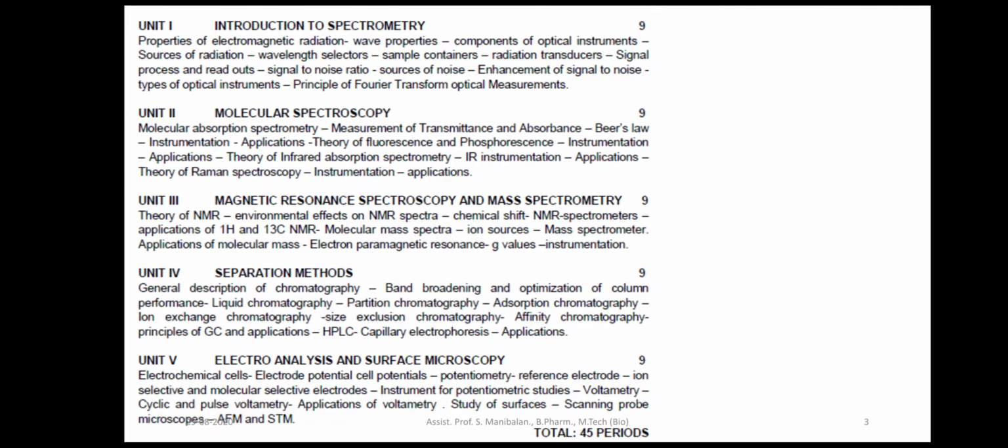And coming to the syllabus introduction, as usual, this course also has 5 units. Unit 1 is about the introduction to spectrophotometry, which means methods using the spectrum of light, right? This unit deals with the properties of electromagnetic radiation and the instrumental components of the spectrophotometer, and finally, how to get the signal, or an enriched signal, without any noise. This is about the first unit.